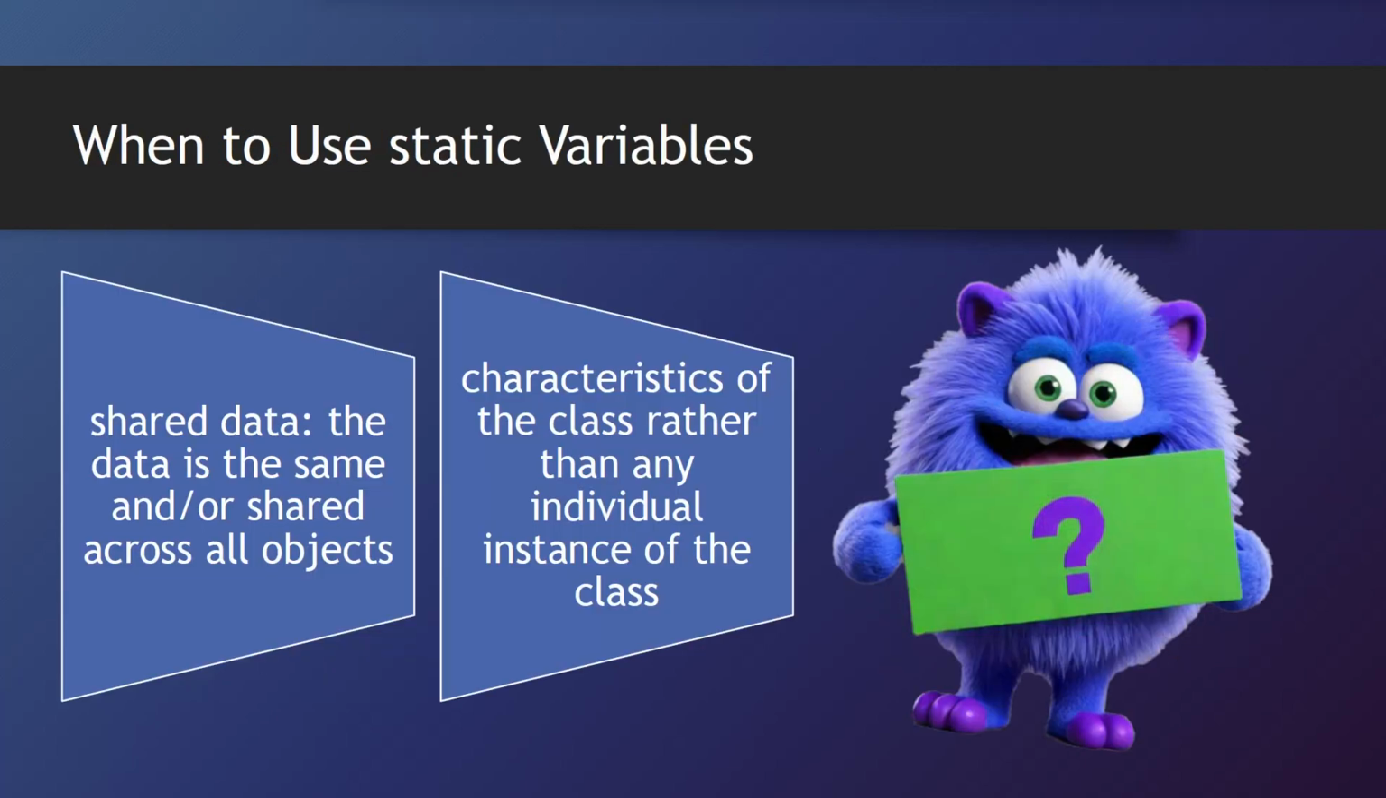When would you want to use a static variable? Make a variable static if it represents shared data that is the same and/or shared across all objects. Also make a variable static if it's really more of a characteristic of the class itself, rather than any individual object or instance. Common examples of data that should be stored in a static variable are a count of objects, or a total, average, or other summary of some value across all objects.